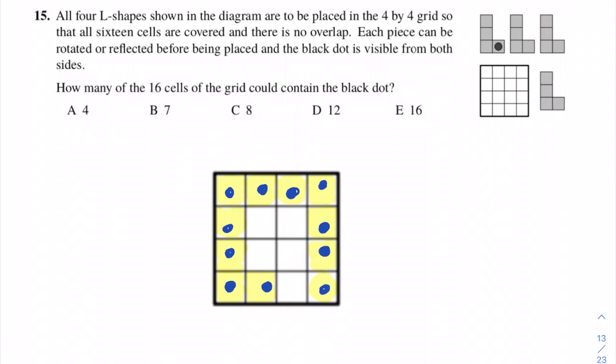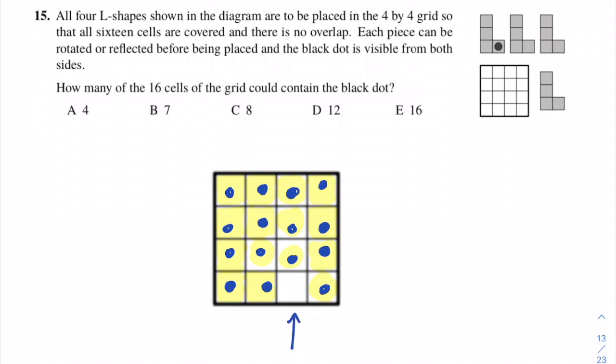We could also try and fit an L here, here, here, and here. So in this case, we would have the black dot here, here, here, and here. So that would cover all of these 4 spaces here. So the only space which is not covered is this space here.